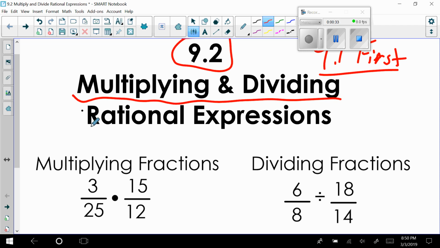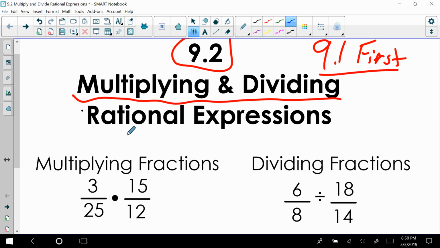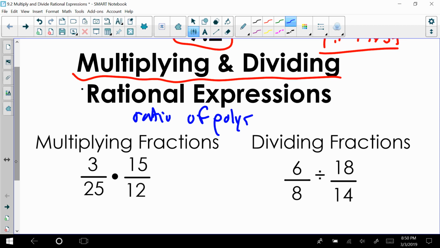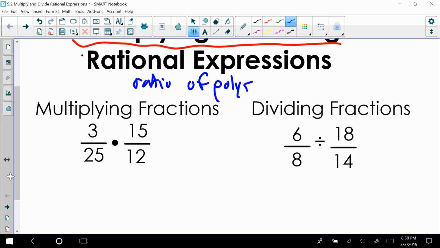These rational expressions that we were dealing with before, remember, a rational expression is just a ratio of polynomials. Okay, it's not too bad. This is actually going to be a lot easier in a lot of senses than 9.1. So when we think about multiplying fractions, what we've done in the past is we cross canceled, right?